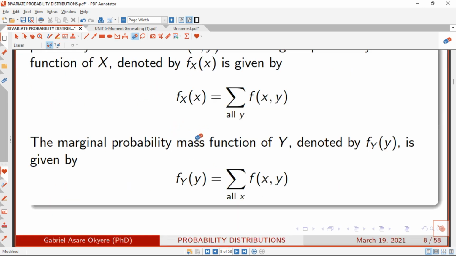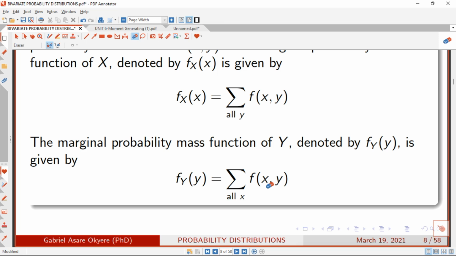So what if we are also asked to calculate the marginal probability mass function for y, only y? For that one we are going to sum on what? X, of which our y is going to be constant and our x is going to do what? Vary.